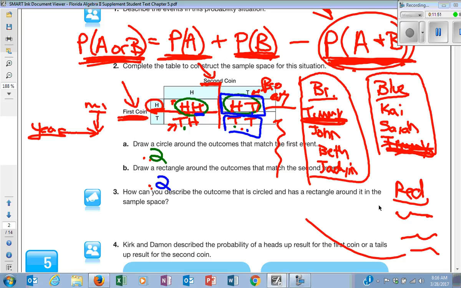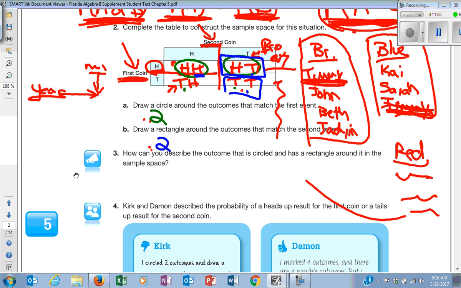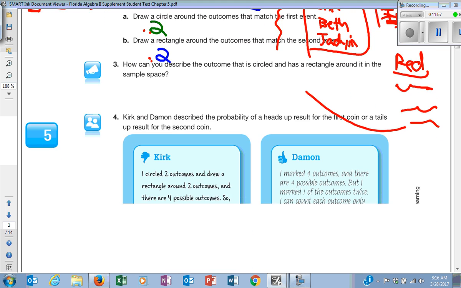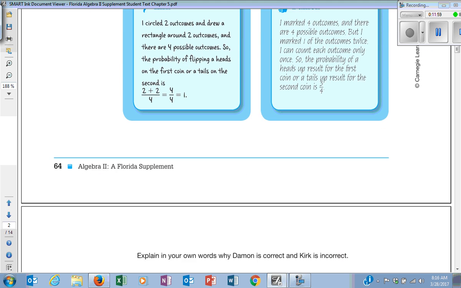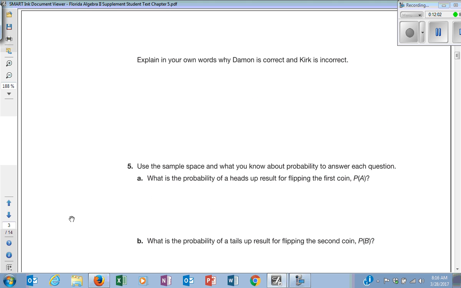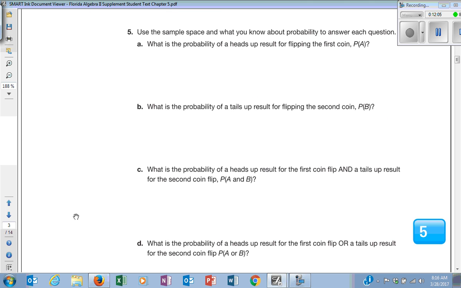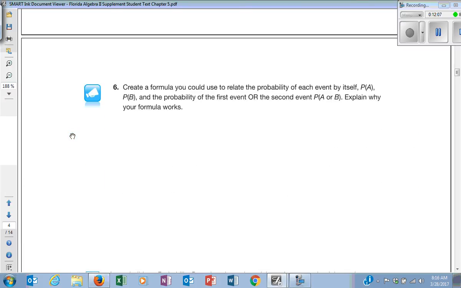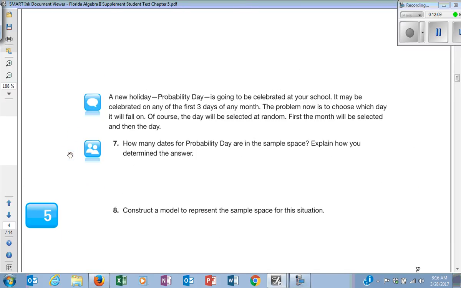So big difference between and or. So we have to look every time. Pay attention to those details. All right, this is kind of like what we've talked about. Let's go to problem 2. We already created our formula.